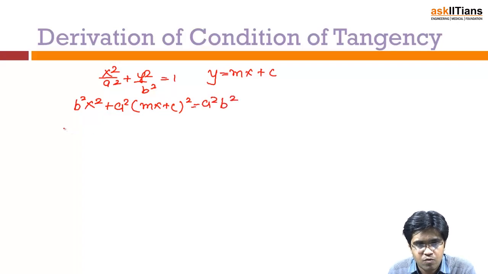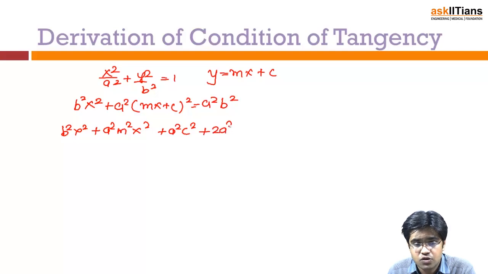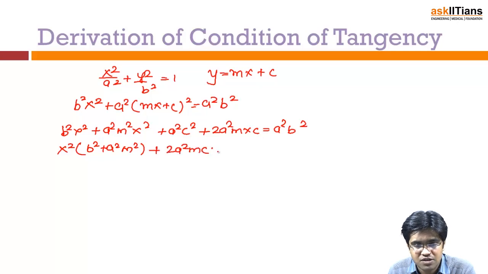If I simplify it, I am going to get b square x square plus a square m square x square plus a square c square plus twice a square mxc equals a square b square. I have just opened the whole square. Now I am collecting the terms. As we already know that this is a quadratic in x, I am going to collect the x square terms, that is b square plus a square m square. Then the x term, that is twice a square mc x, and then the constant terms, that is a square c square minus b square.